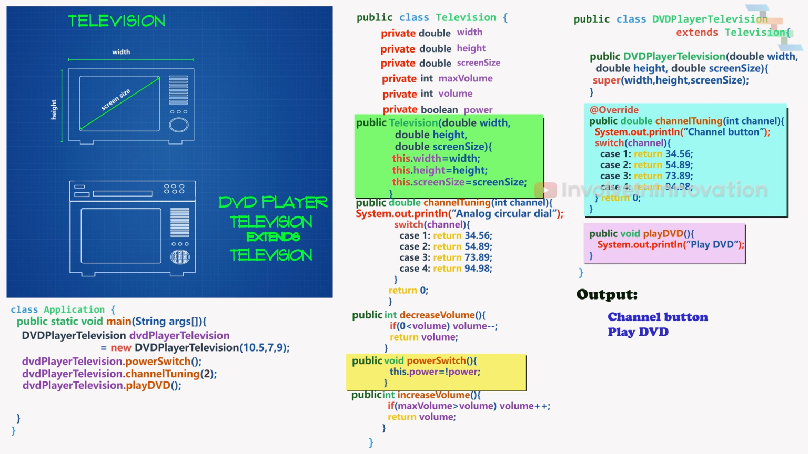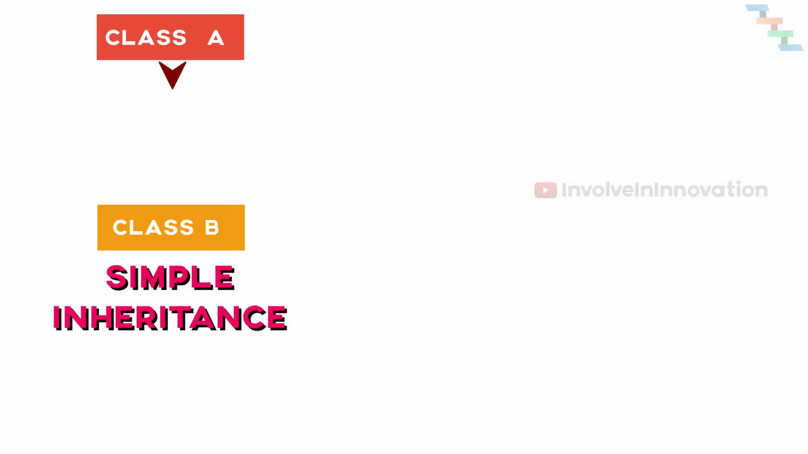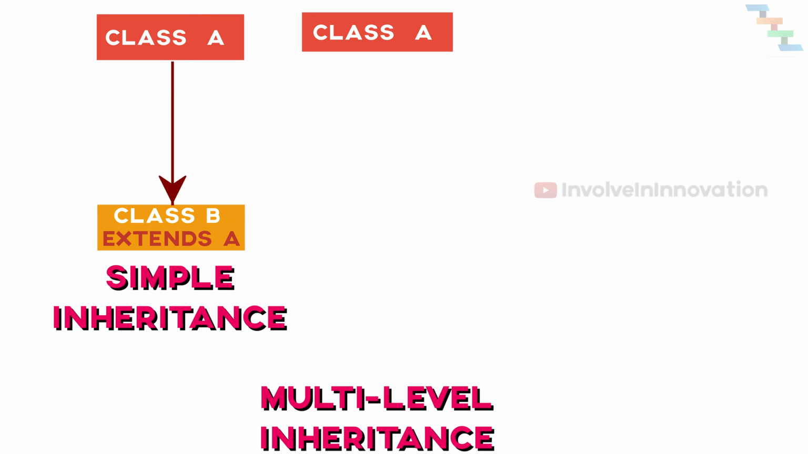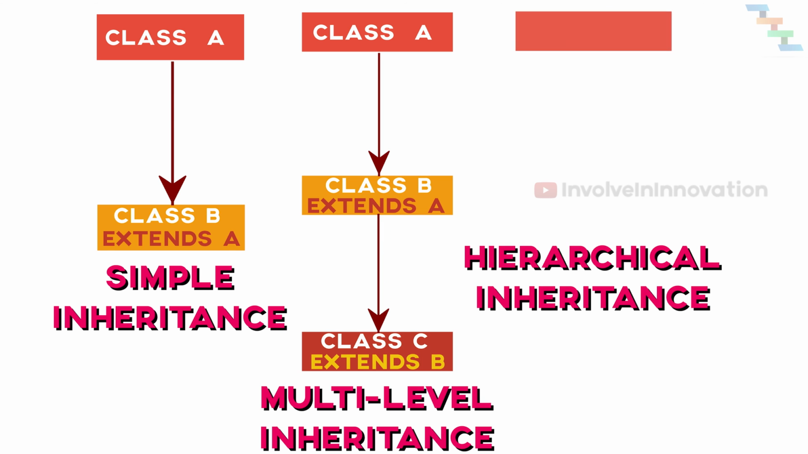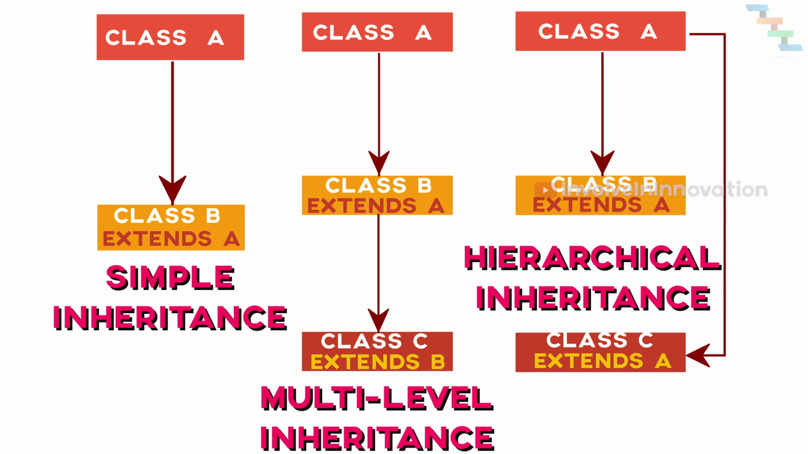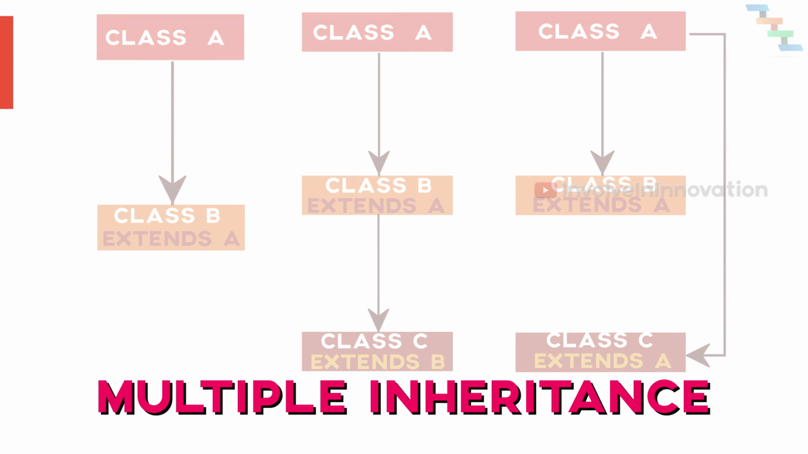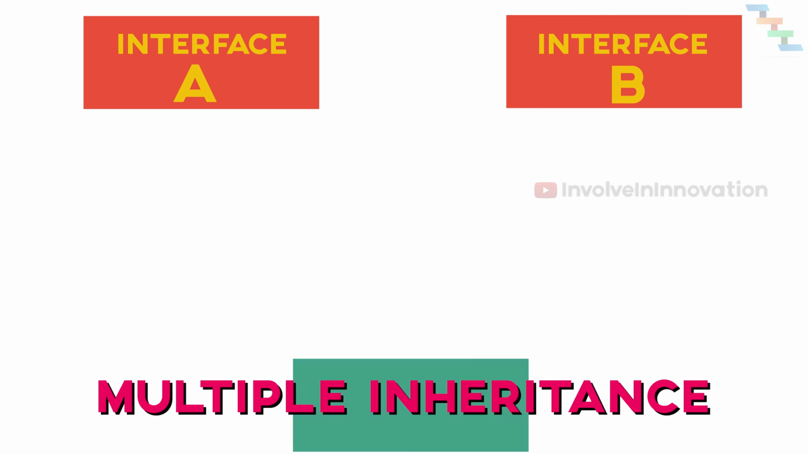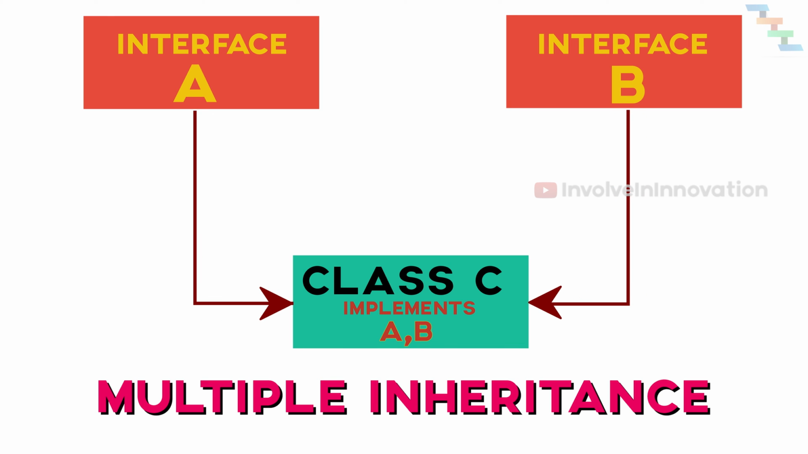Java supports three types of inheritance. They are simple inheritance, multi-level inheritance, hierarchical inheritance. Java doesn't support multiple inheritance in the class, but this can be achieved using the interface.